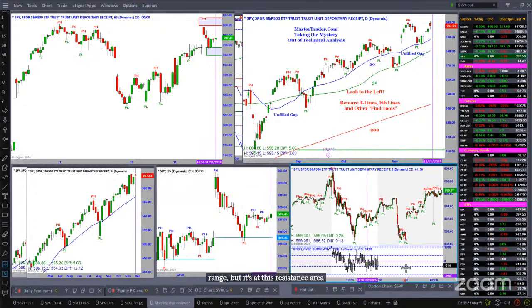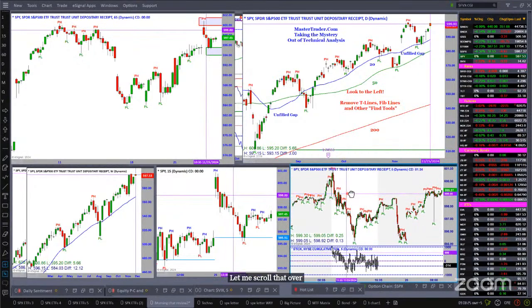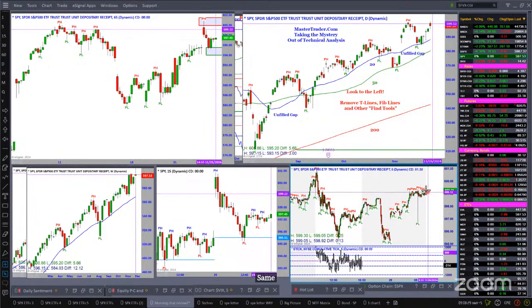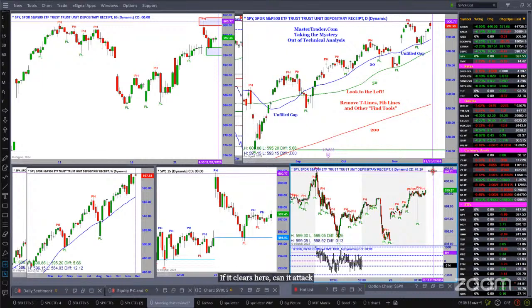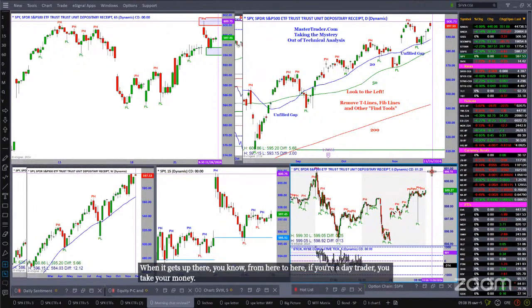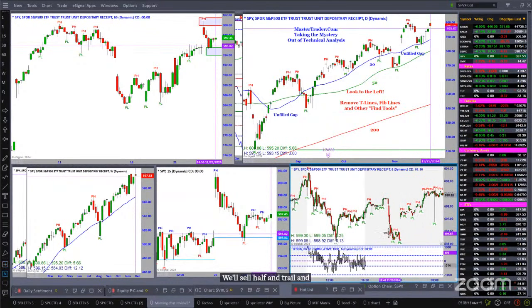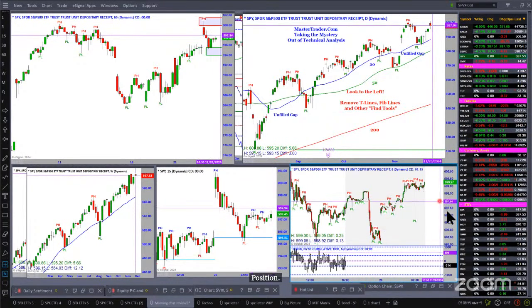I scroll that over a little bit. You see it's at this little resistance area, and then same scenario. If it clears here, can it attack the prior high up there? And when it gets up there, from here to here, if you're a day trader, you take your money, right? Or sell half and trail. That's position trade and money management.